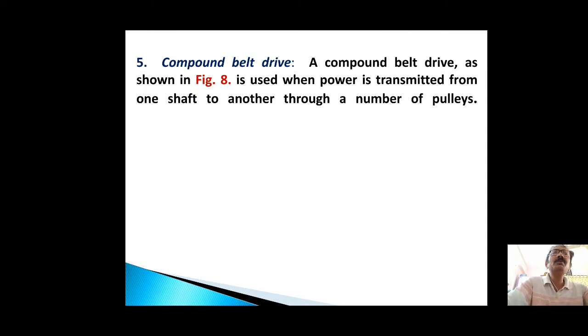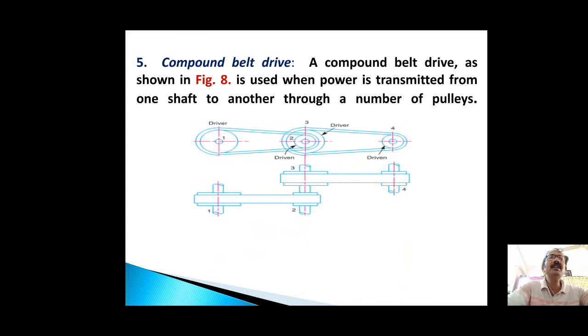Now, number 5, the compound belt drive. A compound belt drive, as shown in figure 8, is used when the power is transmitted from one shaft to another through a number of pulleys. In this case, on a particular shaft there are many pulleys mounted. So when different powers or different velocities are to be transmitted from one shaft to another, the compound belt drive is used.